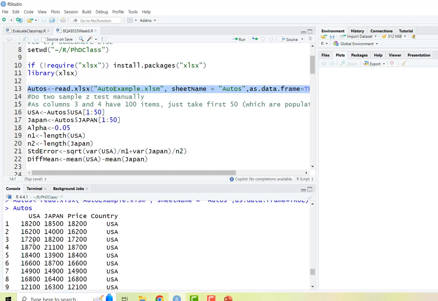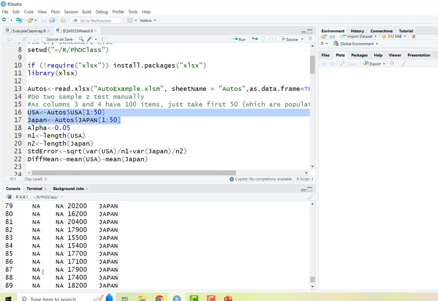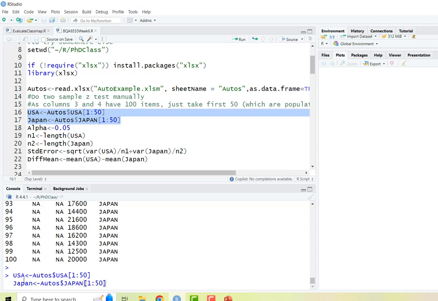We're just going to extract it. We're only using the first 50. We only have the first 50 items here because in the third and fourth column we have like 100 items and then the two groups. So we're just going to get these two pieces of information into two vectors called USA and Japan.